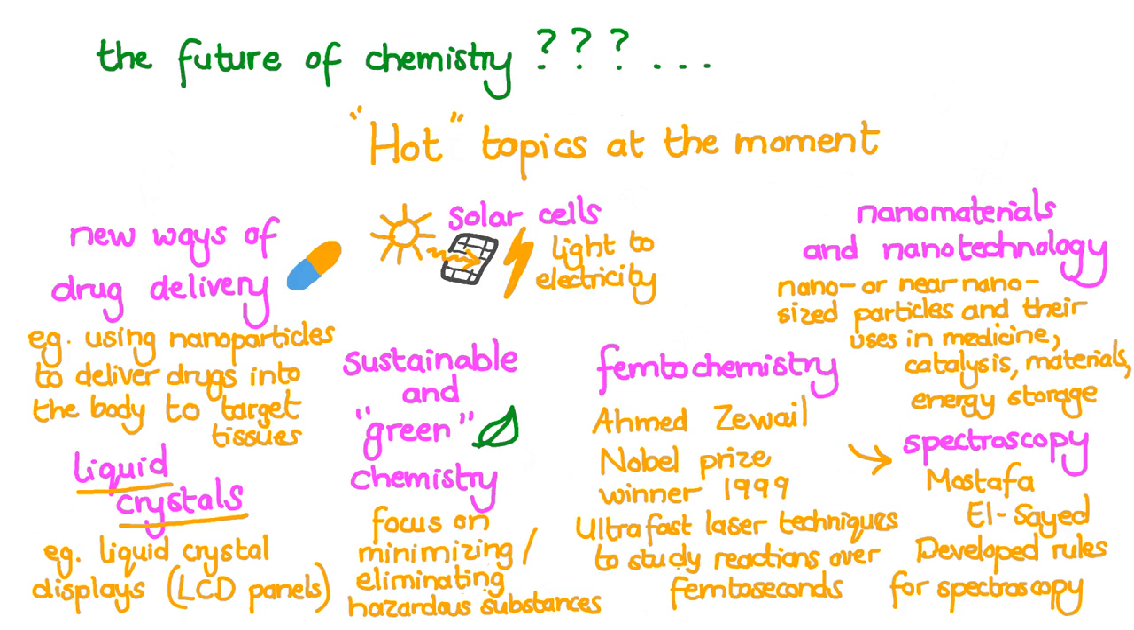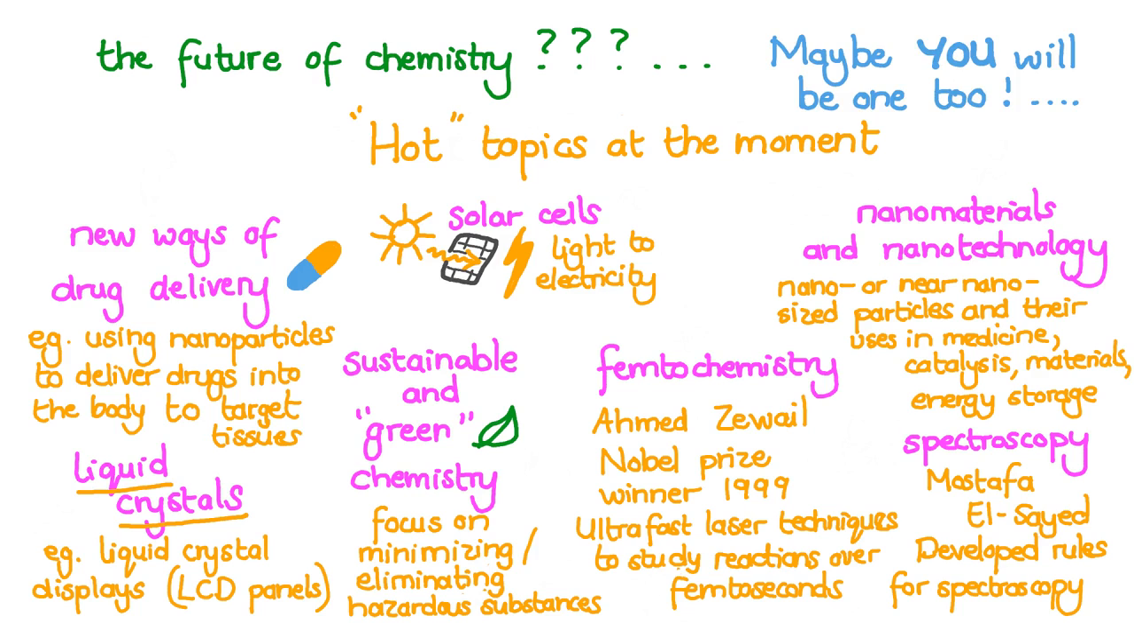Another famous Egyptian researcher, the chemical physicist Mustafa El-Sayed, developed rules for spectroscopy. Spectroscopy is the study of spectra produced when matter interacts or emits electromagnetic radiation. Professor El-Sayed is a U.S. National Medal of Science laureate. Zewail and El-Sayed are just some of the world's scientists at the forefront of chemistry discovery. Who knows, maybe you will be one too.